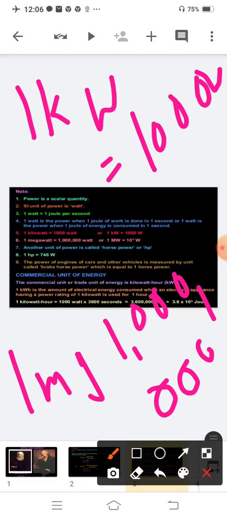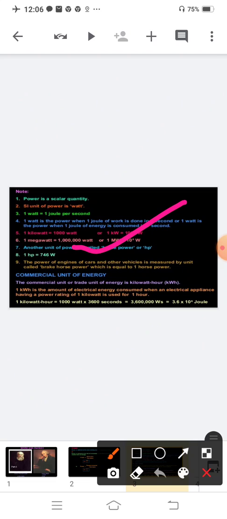Another unit of power is called horsepower, that is HP, and 1 HP is equal to 746 watt. The power of engines of cars and other vehicles is measured by a unit called brake horsepower, which is equal to 1 HP. Is this clear? I am reading this once more.